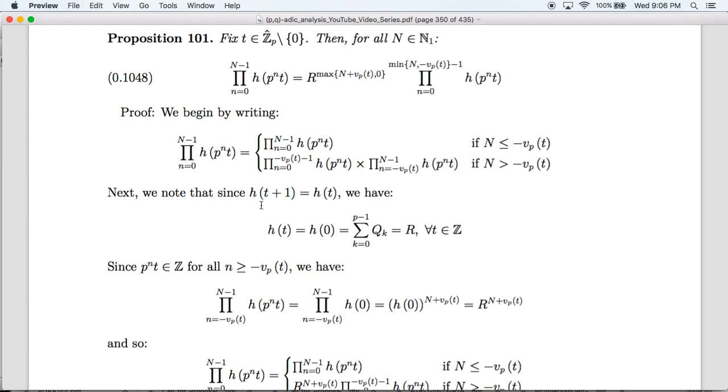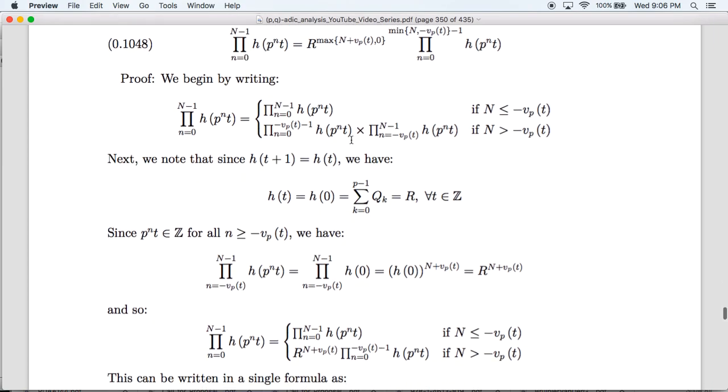And so in other words, once n is sufficiently large, since h is a periodic function mod 1, this is going to be equal to h of 0 whenever p to the nt is an integer. So just like with AQ hat, for fixed t, as n gets bigger, although there's going to be this finite part, it's going to then just grow geometrically in R, where R is h of 0.